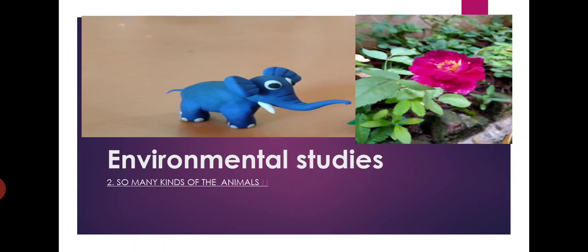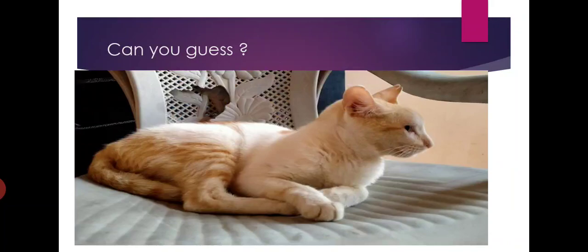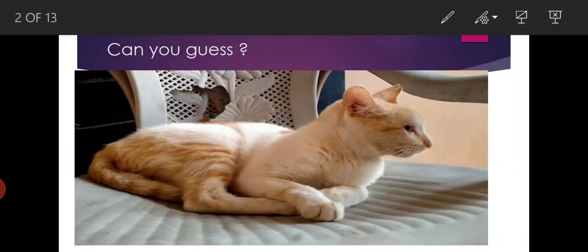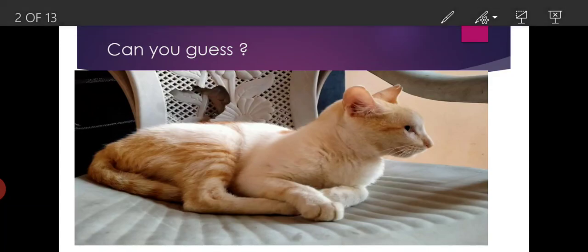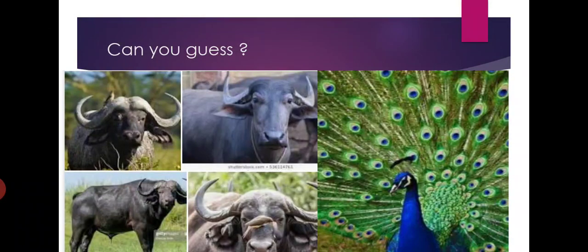Let me show you some pictures. Can you guess them? Tell me, who is sitting on the chair? Yes, you are correct. It's a cat. Let's see, which is the next picture? Yes, there is a buffalo and a peacock in this picture.